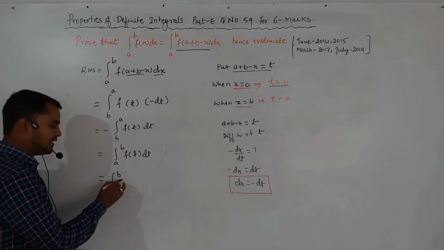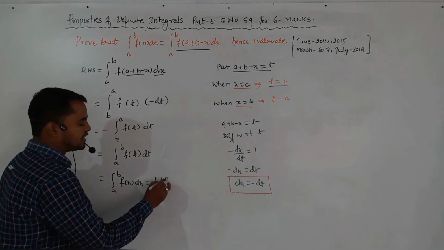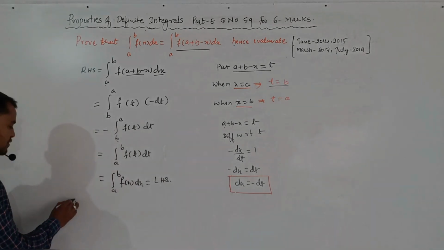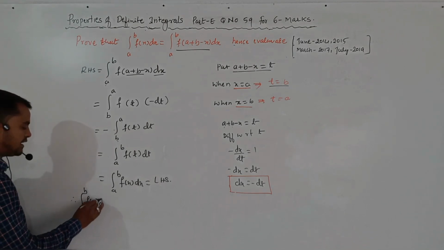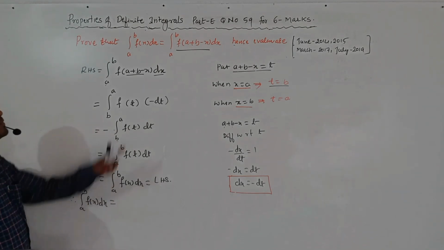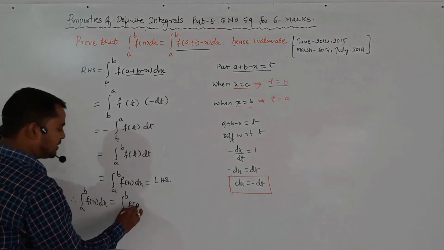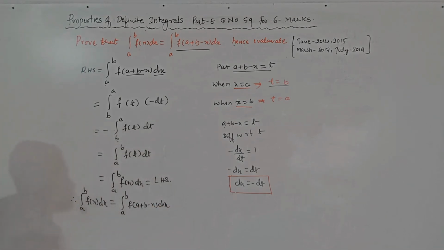Now change of variable. Integration of a to b f of x dx, that is equal to LHS. Therefore, integration of a to b f of x dx is equal to integration of a to b f of a plus b minus x dx. Hence the proof of the property.